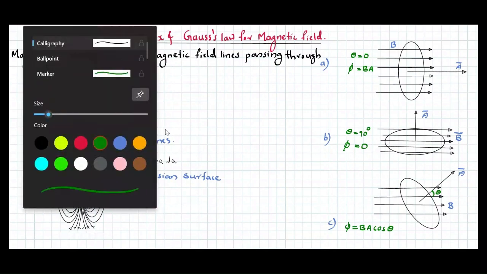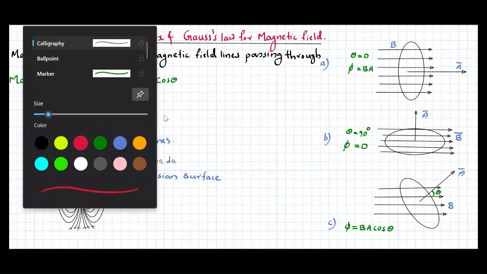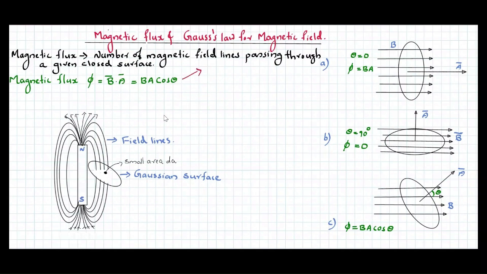Area vector is the vector that is normal to the area, and in the first figure the magnetic field and the area vector are parallel. Therefore phi is equal to B dot A becomes BA cos 0, that is BA.